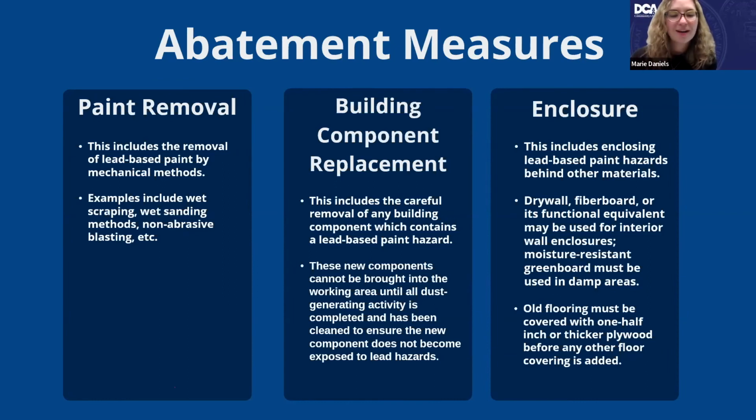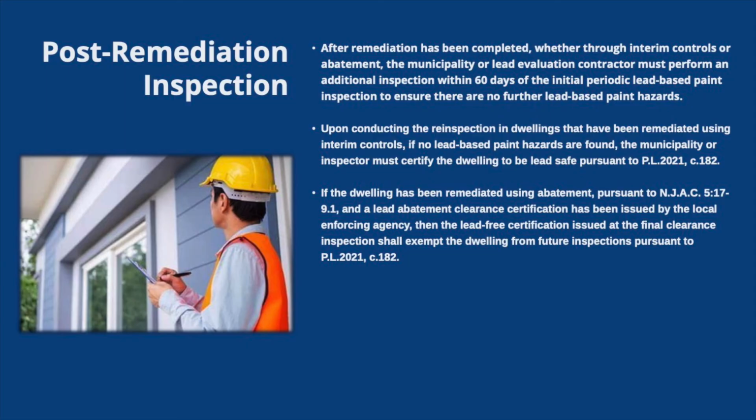So with all that in mind, the owner has undertaken their remediation effort in whichever way that they've chosen. And this comes back to a post-remediation inspection. So after the remediation has been completed, regardless of whether it's through interim controls or abatement, the municipality or the lead evaluation contractor must perform an additional inspection within 60 days of that initial periodic inspection, just to ensure that there are no further lead-based paint hazards.